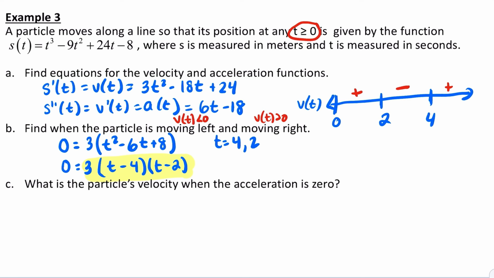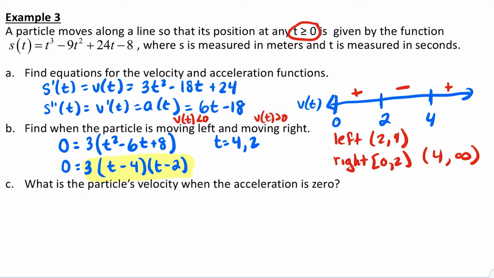So we are moving left from 2 to 4. We're moving right from 0 to 2 and 4 to infinity.